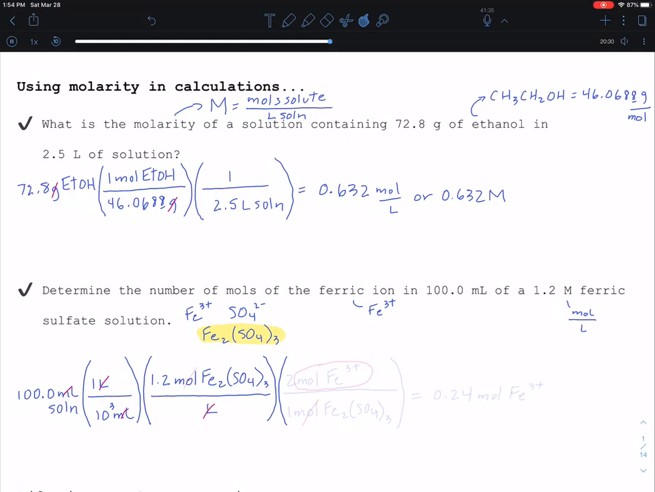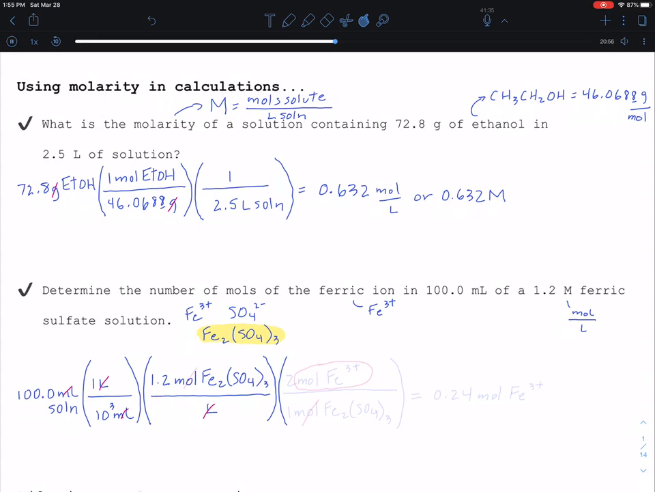As I work my way through this calculation, if I stopped here, I would know how many moles of that salt are present in 100 milliliters of a 1.2 molar solution. I would be able to tell you the moles of the total solute. But that's not what they're asking, is it? They're asking you to determine the number of moles of just the ferric ion.